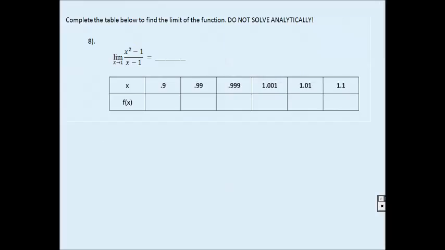Alright, now to the actual problem. For the first one, all you're doing is plugging and chugging. When you plug this into your calculator, you should plug in 0.9 and get 1.9. You get here 1.99, 1.999, 2.001, 2.01, and 2.1. What you're looking for is whatever this number looks like it should be. Looks like you're approaching the number 2. So that's why your limit there is 2.